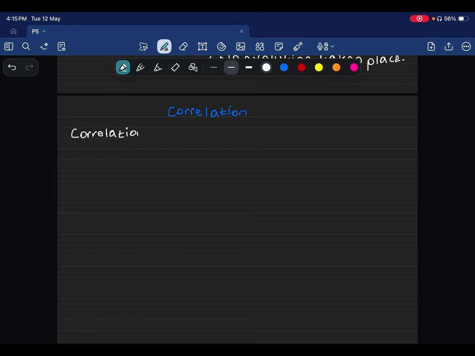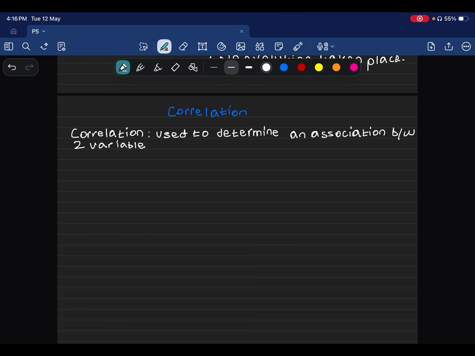So, what does correlation mean? Correlation is basically a phenomenon. Think of it as a process. And this process is used to determine an association between two variables.